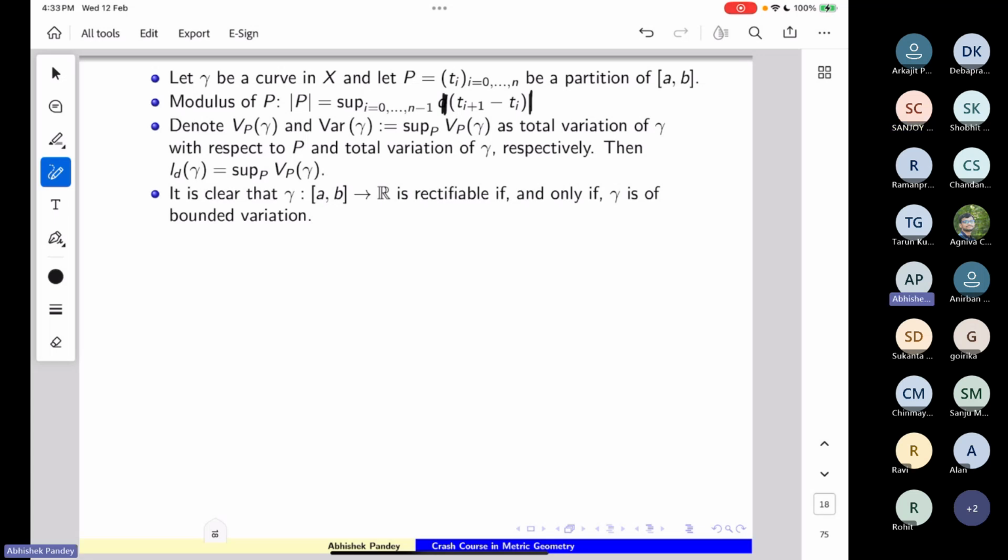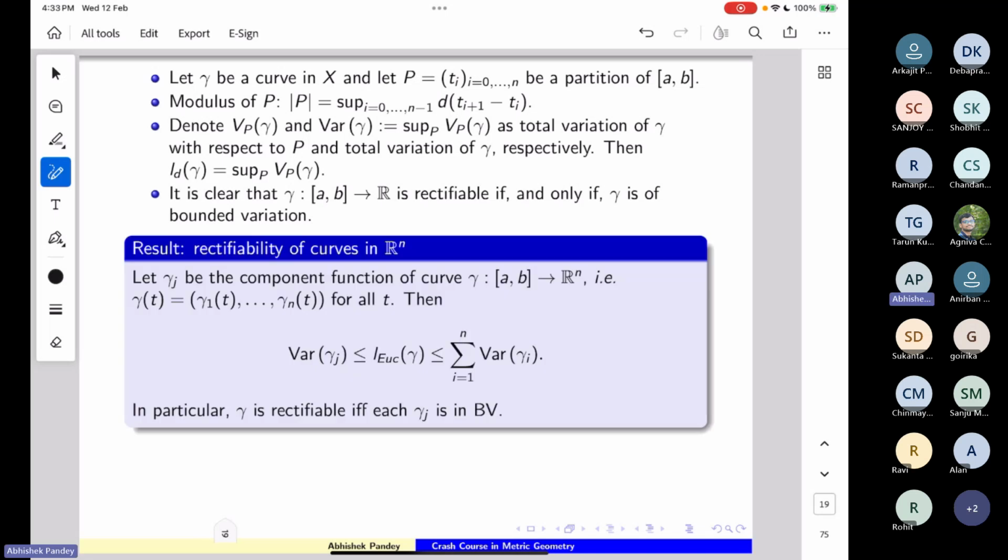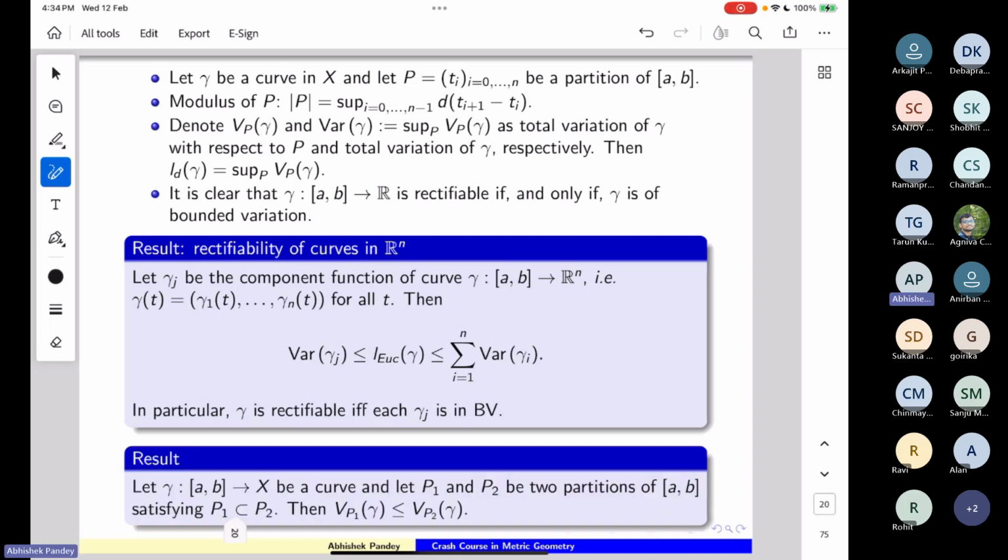Okay, so this is a result on rectifiability of curves in R^n. Gamma is rectifiable if and only if each gamma_j is a function of bounded variation. This is easy to see. If we have two partitions, P1 contained in P2, then the variation of gamma with respect to P1 will be less than or equal to the variation of gamma with respect to partition P2.